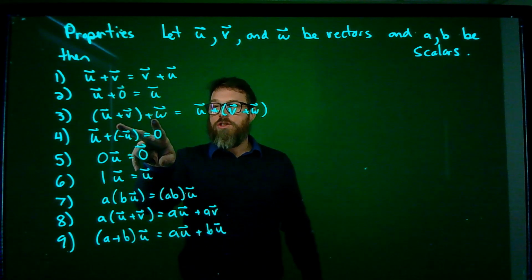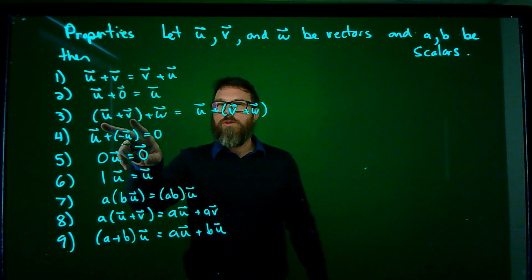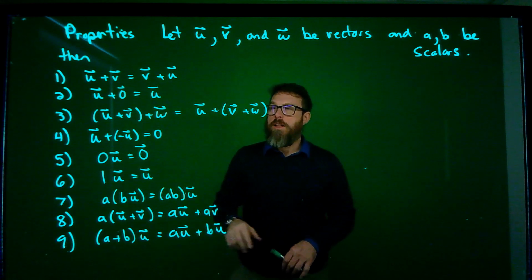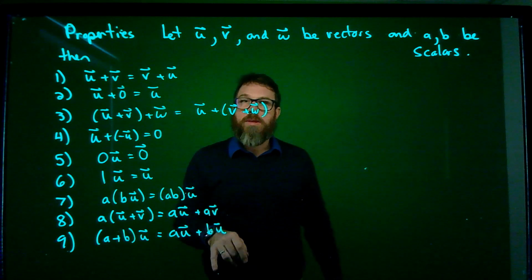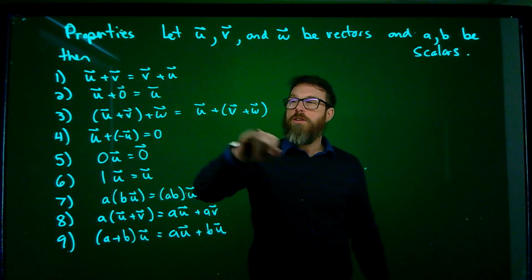This one says that it's associative. So the order in which you add doesn't matter. If you add u plus v first and then add w last, it's going to be the same thing as adding v plus w first and then u last.